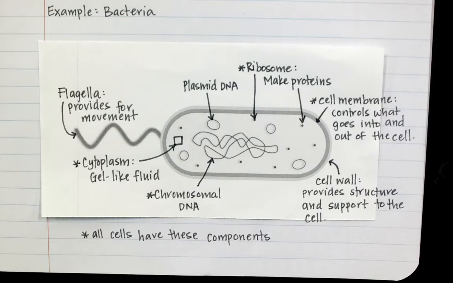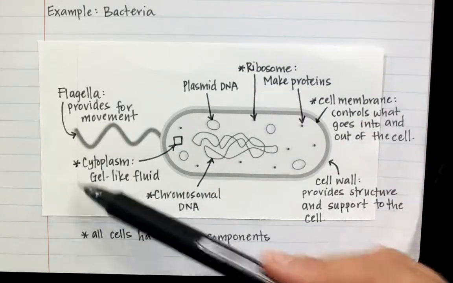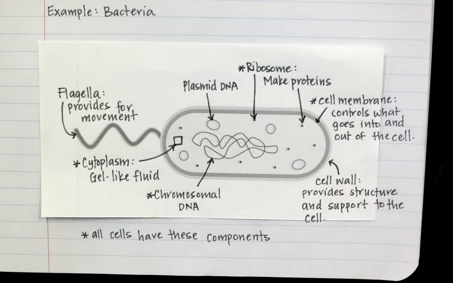So these are our prokaryotes, and all of the structures that have stars are things that are found in prokaryotes and in our plant and animal cells, which are called eukaryotes.